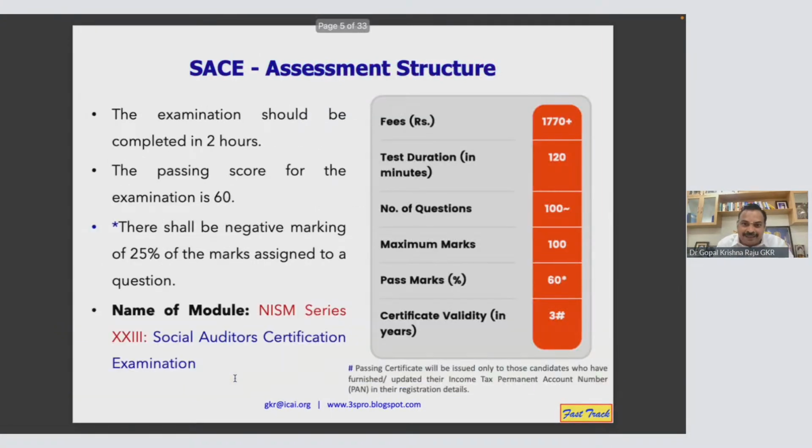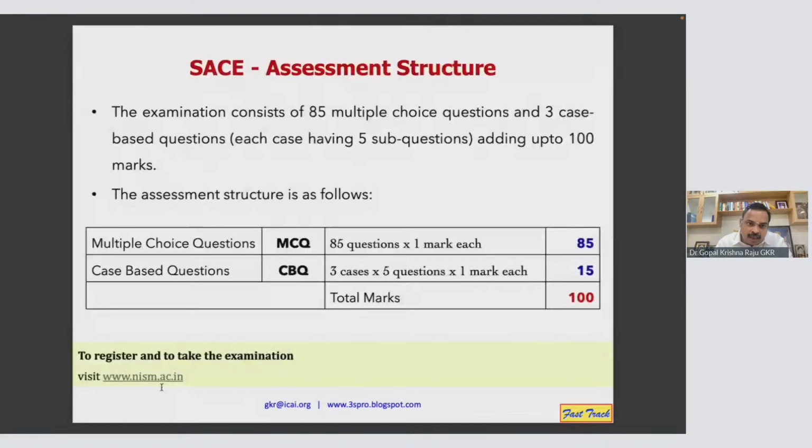Without uploading the PAN card, I repeat, the passing certificate will not be issued, because your pass certificate will have a PAN number in it. So without a PAN number, you will not get a certificate. It is mandatory. So while registering on nism.ac.in, PAN is mandatory. Registration is free of cost, no fee for it. So today itself, register and get the user ID and password.